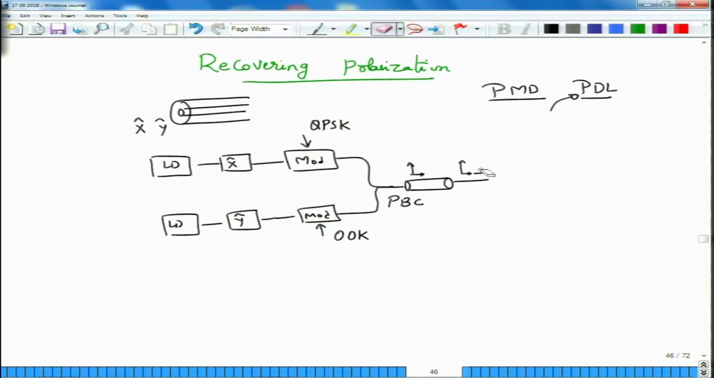But before we can deal with PMD and PDL, and I won't discuss much beyond these simple ideas of PMD and PDL, because we don't have enough time in this course, the idea is that I should first be able to recover polarization. Only then will I be able to extract information separately which is coming in on the Y polarization and information which comes from the X polarization.